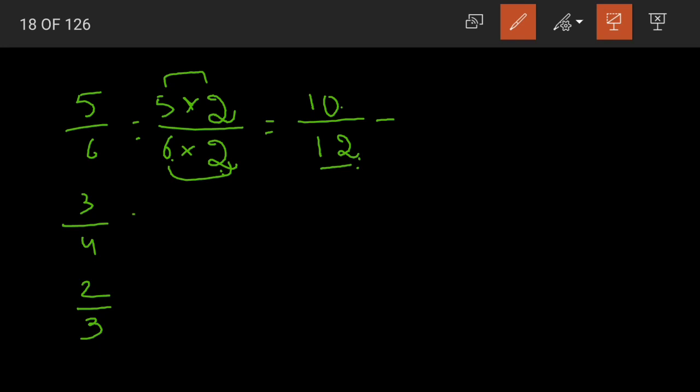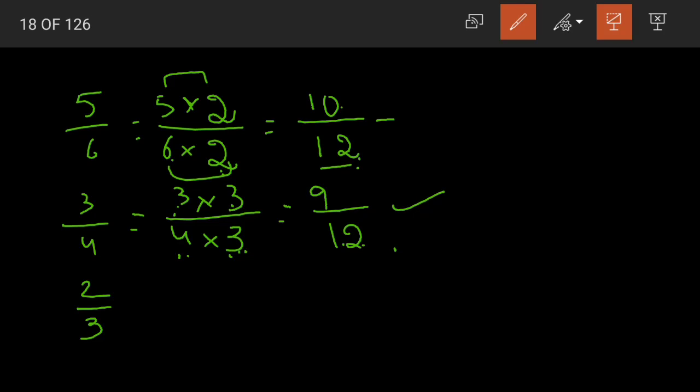Yes children, coming to the second fraction, 3 by 4. Again we have 4 here, we need 12. So 4 3s are 12. Now as we have multiplied the denominator with 3, we will do the same with the numerator. 3 3s are 9 and 4 3s are 12. So 9 by 12 is our second fraction.